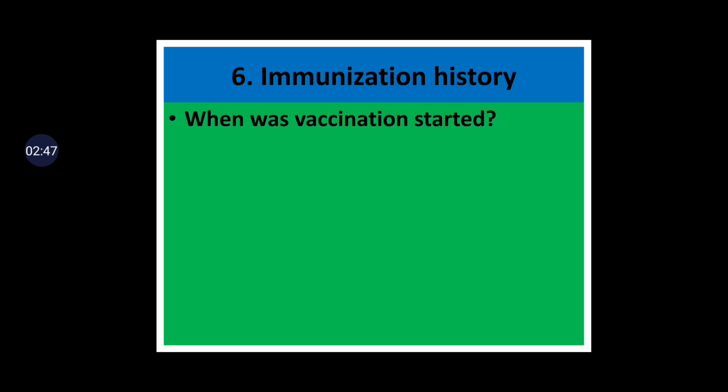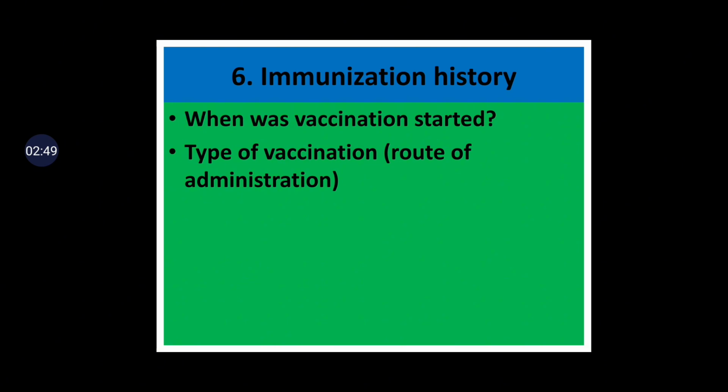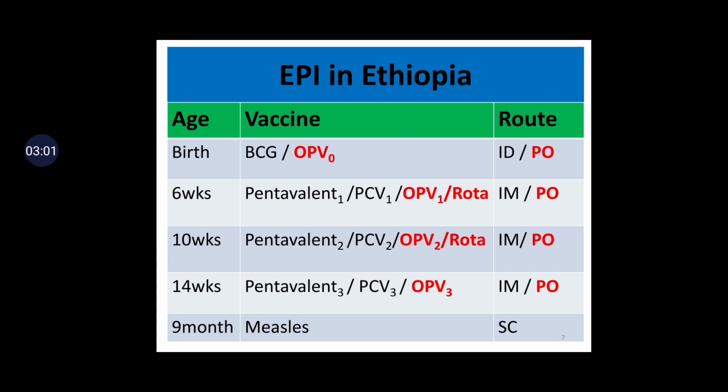You should ask the age when vaccination was started, type of vaccination or route of administration, dose, and adverse reactions. Severe adverse reactions are a contraindication for subsequent vaccination of that specific vaccine. This is the EPI schedule in Ethiopia. Knowing the EPI schedule facilitates your history taking.